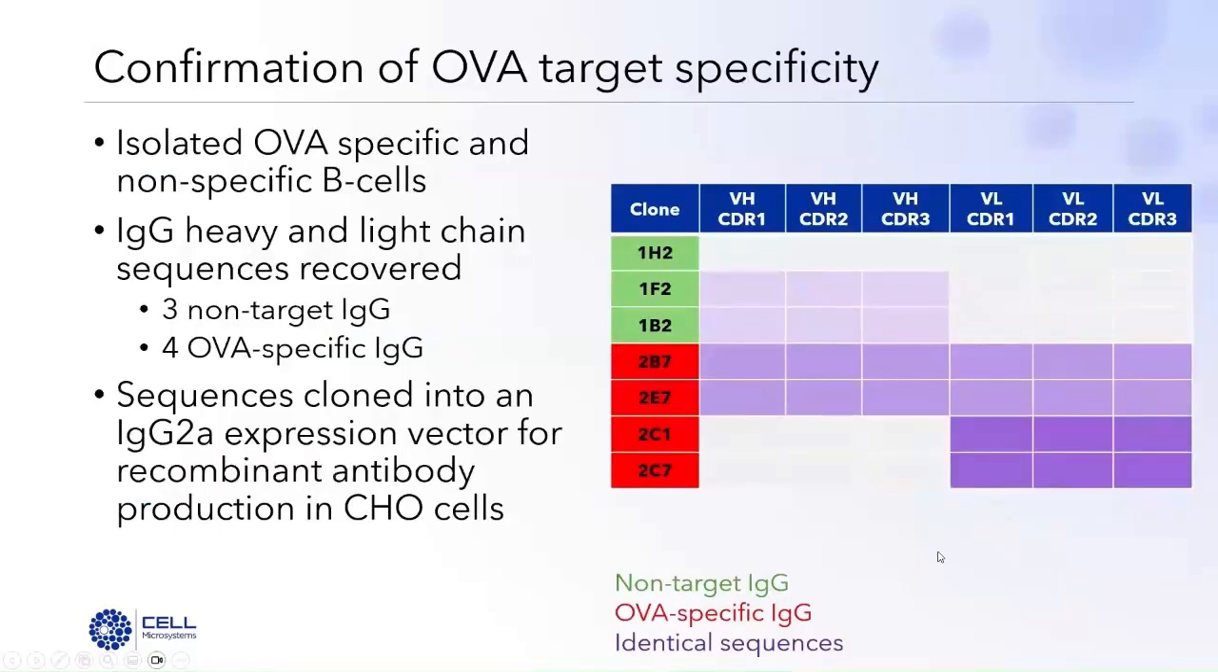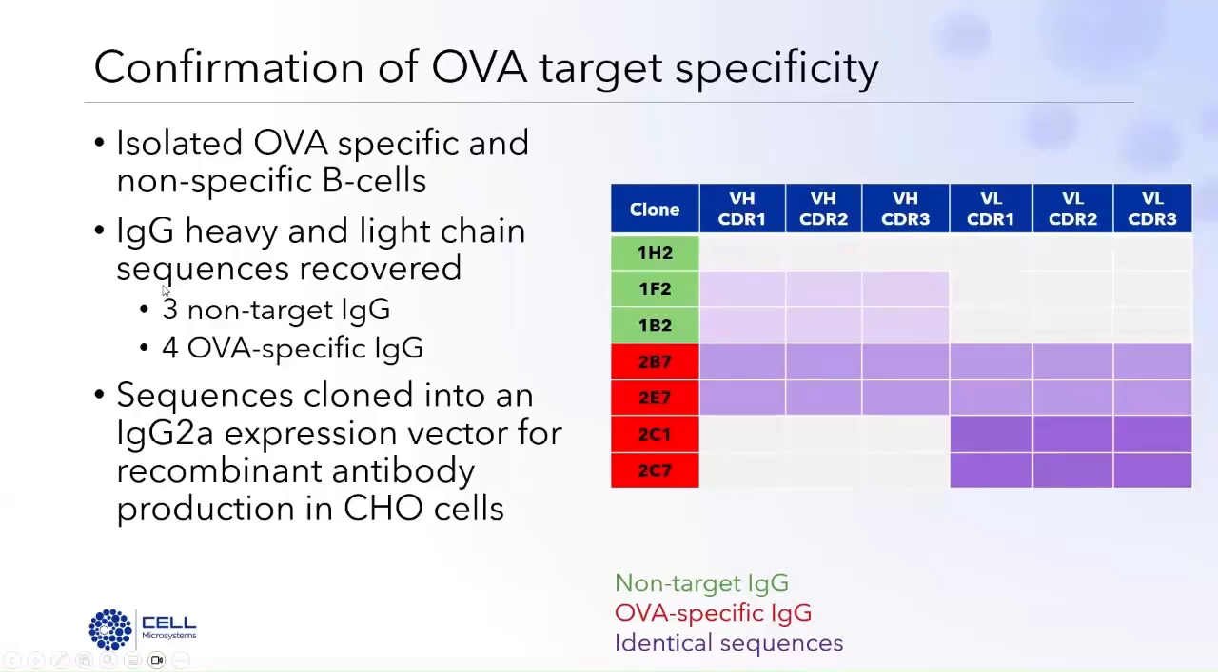So in order to confirm that we were actually finding B cells that were specific to OVA and that we were not just finding red non-specific binding, we isolated those OVA-specific and non-specific B cells. We sent them off to a third-party vendor for sequencing. They recovered the IgG heavy and light chain sequence. Due to cost and timing purposes, we decided to only send 7.